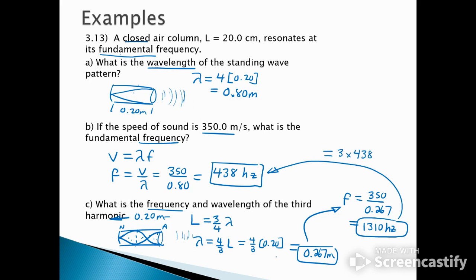So here the wavelength dropped by a factor of 3. Right? There's 1/4, 3/4. So that means that the frequency had to go up by a factor of 3. 438 times 3 is going to be 1310, or close enough when you round it off.